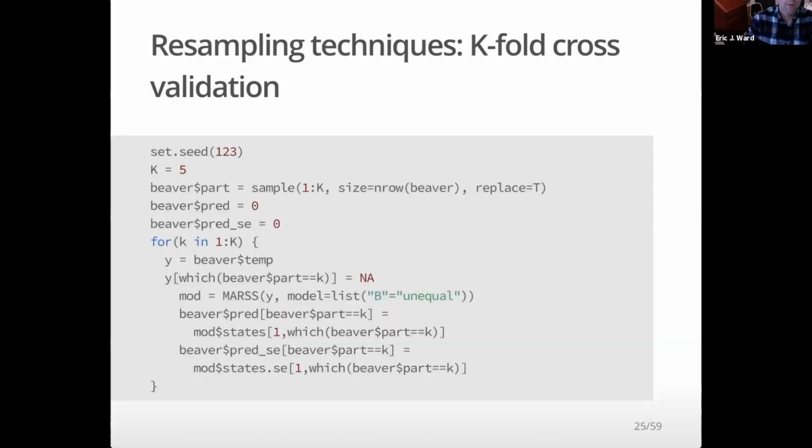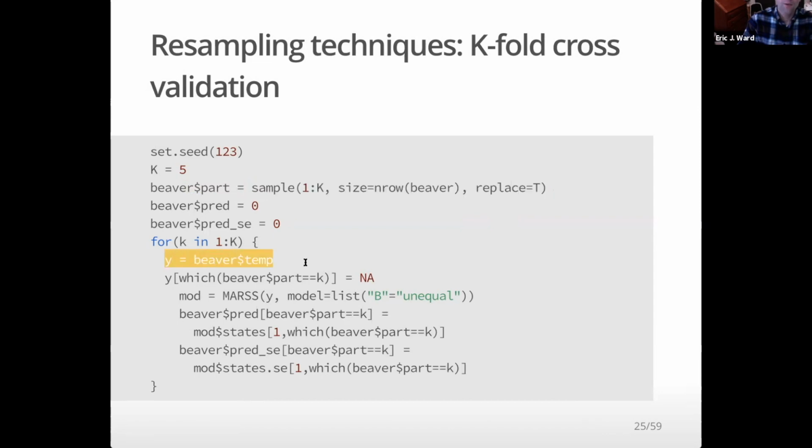And so this is kind of the ugly way that I would do it using a loop. In this case, we're just going to use the sample function here to sample our k folds. We're doing this with replacement, so each data point is going to get randomly assigned to one of the 5 folds. And then we're just going to loop through each of those folds.